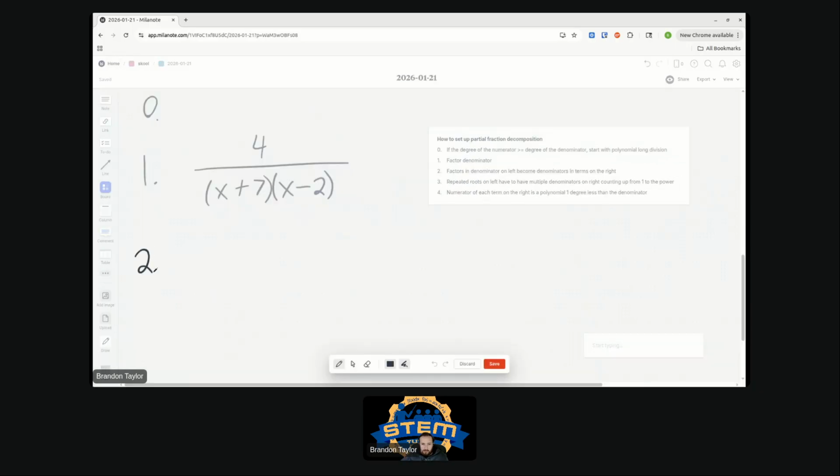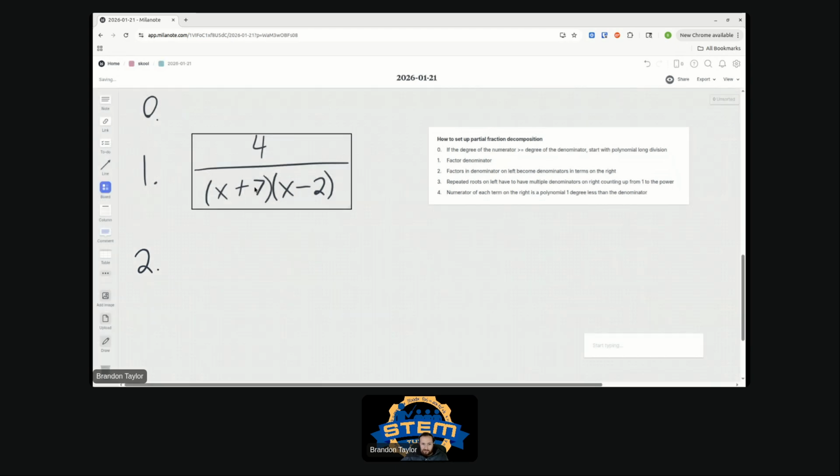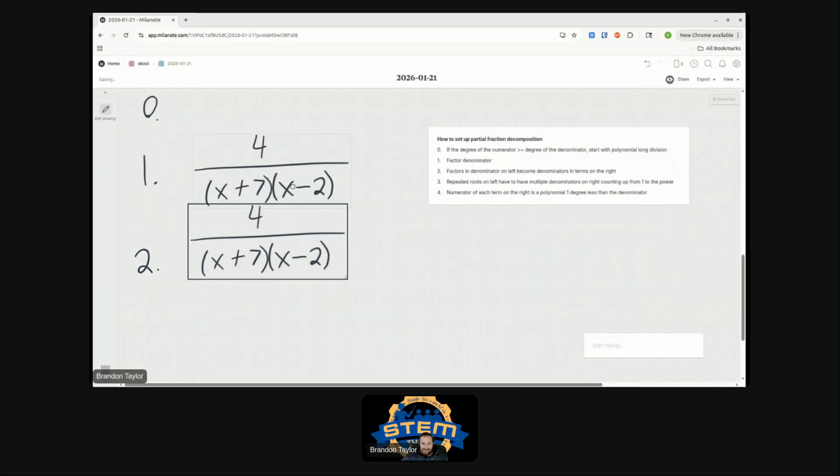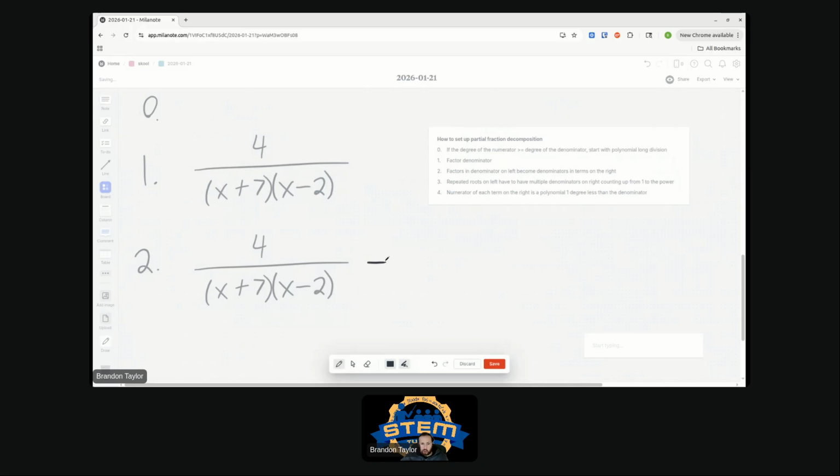The factors in the denominator on the left become denominators in terms on the right. Remember, what's a term? A term is like something plus something else. Like these would each be terms. So basically, for every factor, so here's one factor on the left, that would become a denominator in a term on the right. And I'm going to leave the numerator. I won't do anything with the numerator.